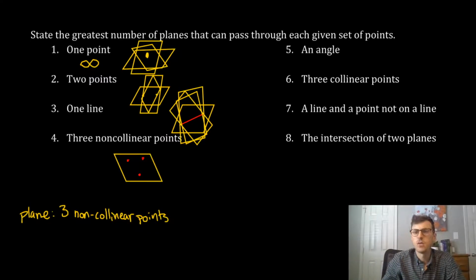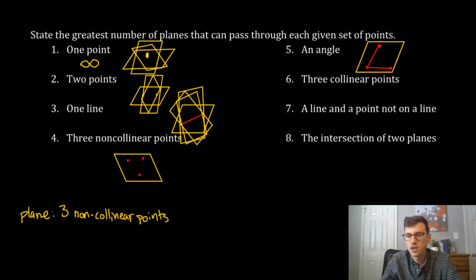Okay, what about an angle? Well, an angle kind of looks like this. Have an angle like that. What do you notice about those points that are making up this angle? Hopefully you're saying, oh yeah, they are non-collinear. None of these points are on the same line. So again, they could only be contained by one plane because they're non-collinear.